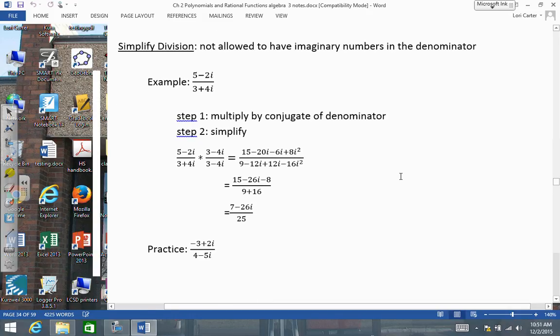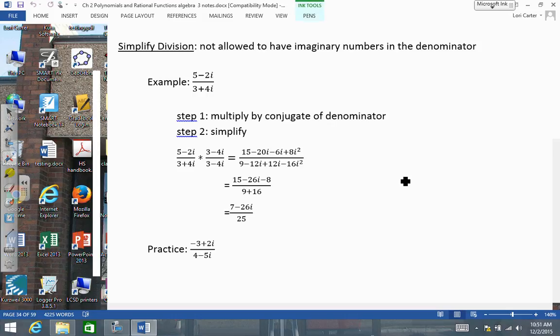All right, now in division, i's are just like square roots. You cannot have them in the denominator. And just like a square root, in order to clear them, we use the conjugate. But whatever you do to the denominator, you must do to the numerator. So will the numerator have more work? Yeah, you're going to have to do the complete distribution, where the denominator, you can cheat.